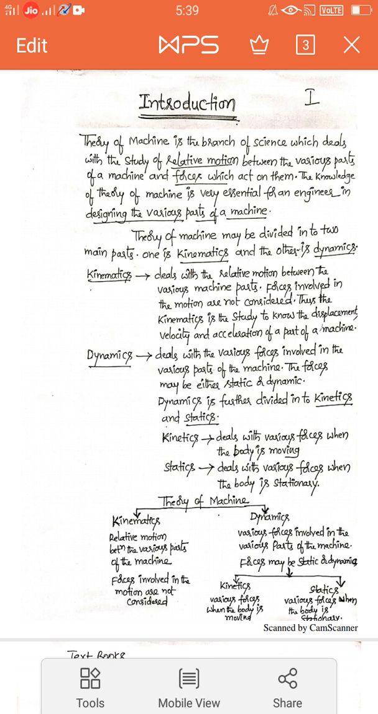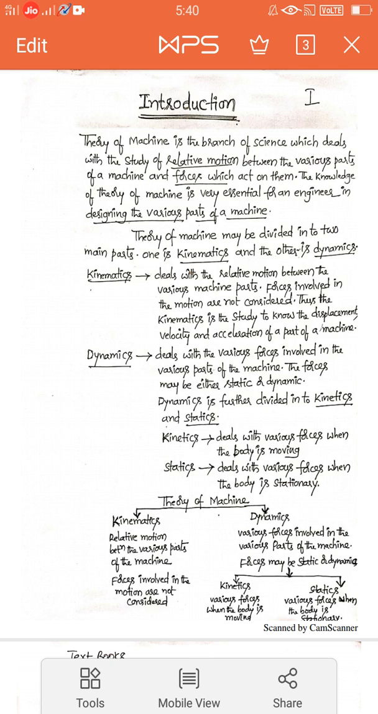With this preamble about the kinematics of machines, let us move on to the different topics that are prescribed in kinematics of machines. Kinematics of machines, in short form KOM, is prescribed with 5 modules, where module 1 deals with the mechanisms.